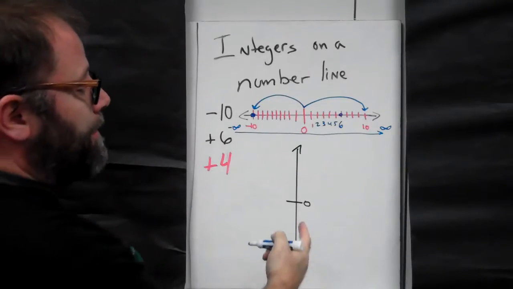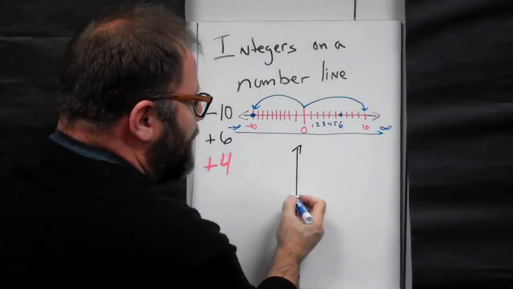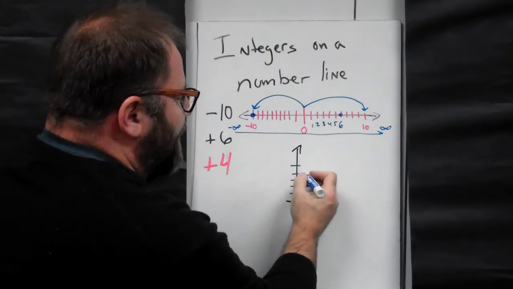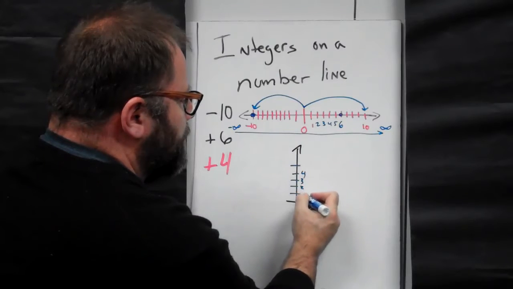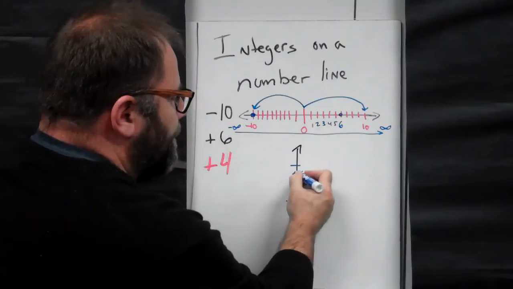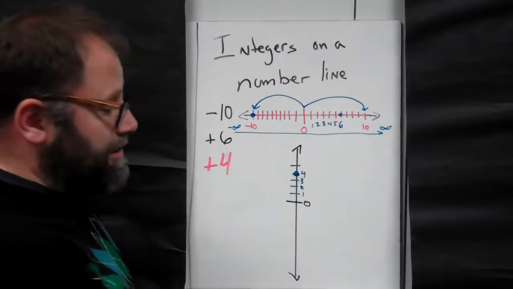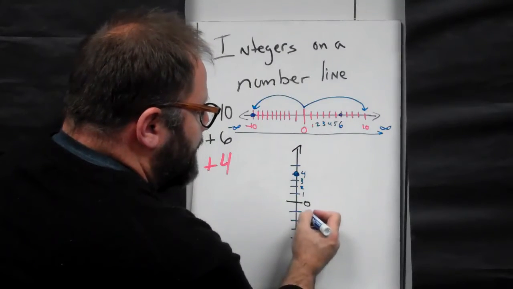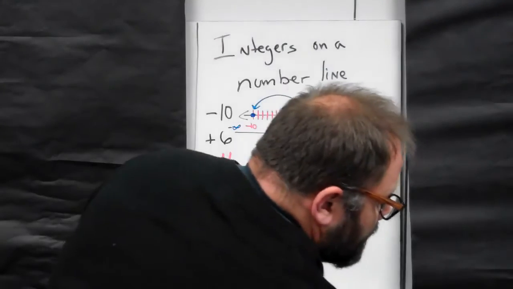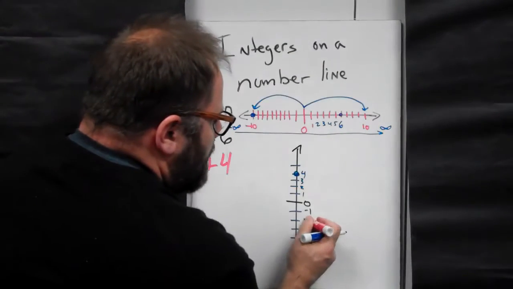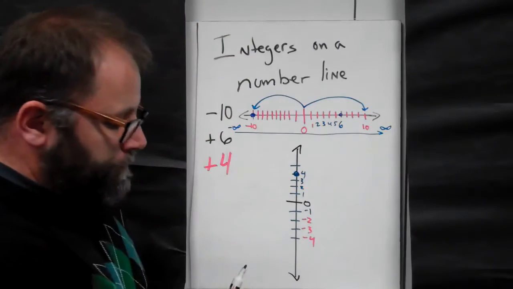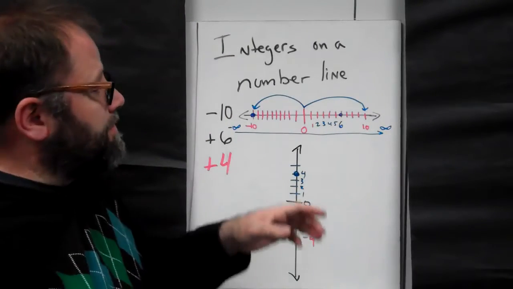So when I think of a thermometer and here's 0, I know my positives are going up. 1, 2, 3, 4. I'll put 5 on there. There's 4, 3, 2, 1. We know that's there. But just for clarity, let's look at this too. 1, 2, 3, 4. But this is -1, -2, -3, -4.